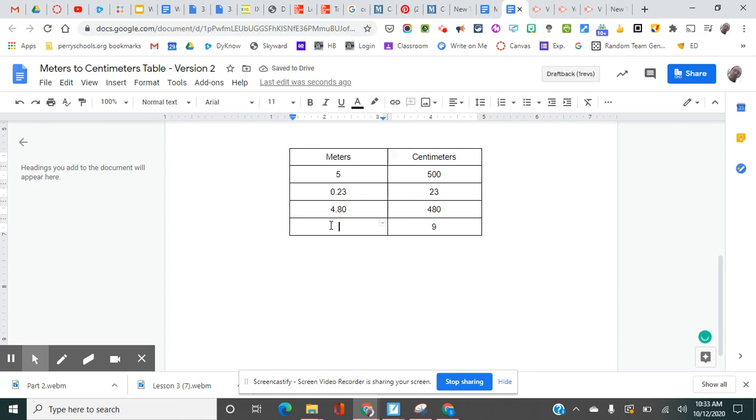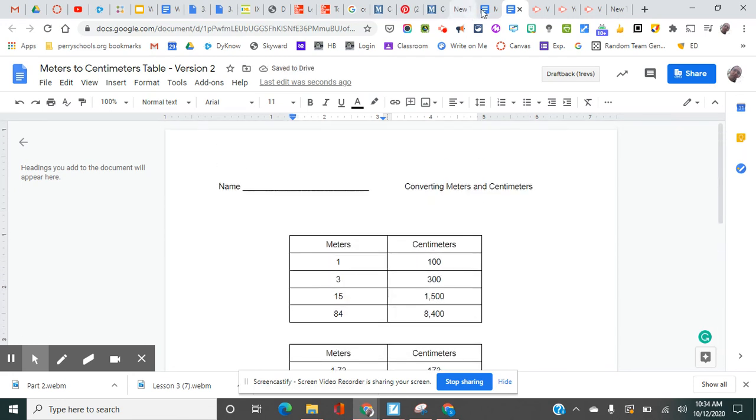All right, last one's for you. What should I write here? 0 point, not 0.9. That would be 90 centimeters, right? This is like 9 pennies. To write 9 pennies, I would write 9 hundredths.